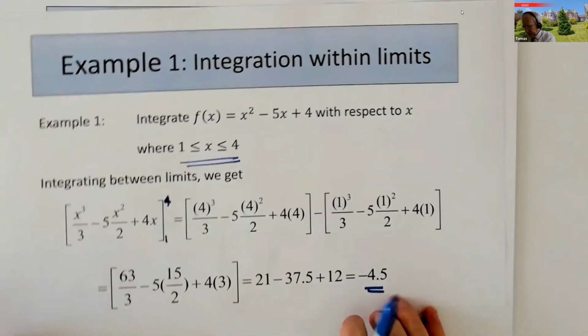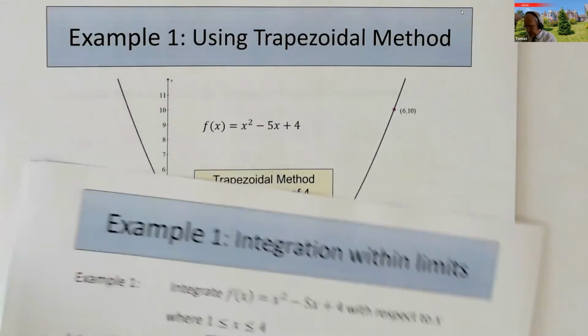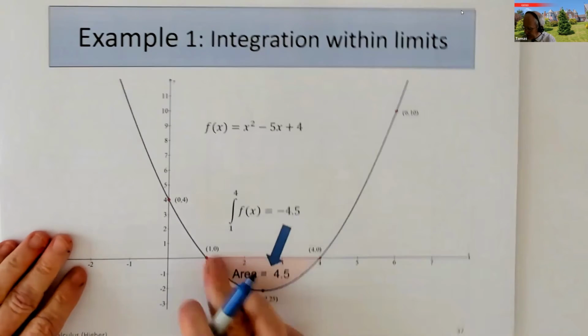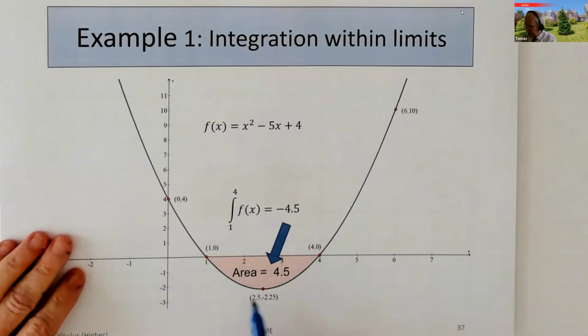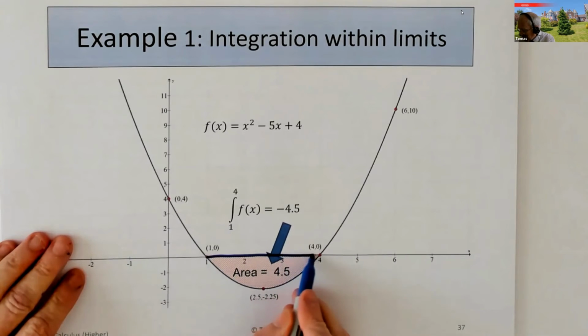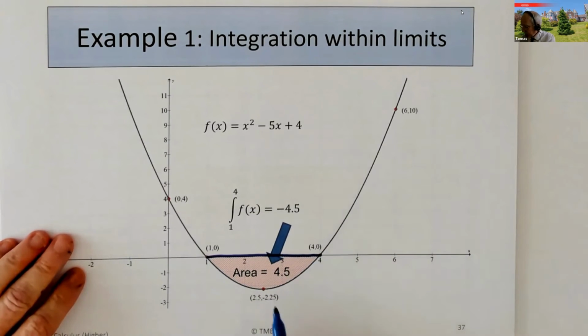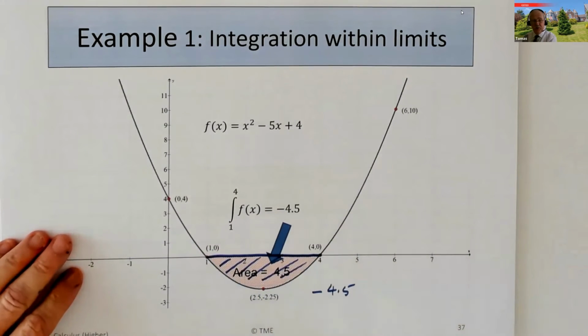But if we look at the graph, we can see that what's happening there is that the area is seen as below the line. So areas underneath are seen as negative. So it's minus 4.5 is what we got, but it's just showing a sign. It's actually a physical area of 4.5.